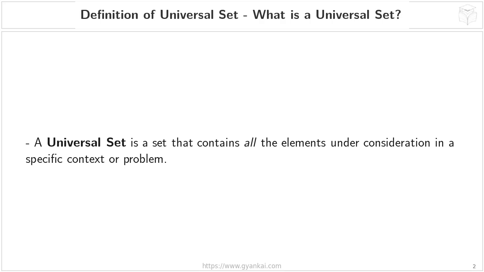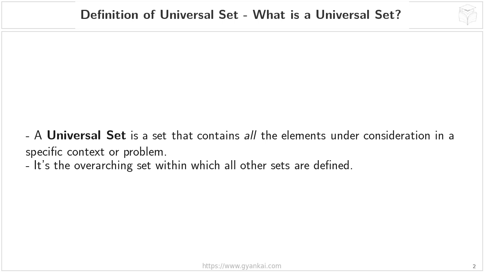Definition of universal set. What is a universal set? So let's dive a little deeper into what exactly a universal set is. As we discussed on the previous slide, understanding this concept is really foundational to set theory. Now, a universal set is a set that contains all the elements we are considering in a specific context or problem. Think of it as everything that's in play for whatever mathematical situation we're looking at. It's the overarching set, meaning it's the biggest set we're working with, and all other sets we define will be contained within it.